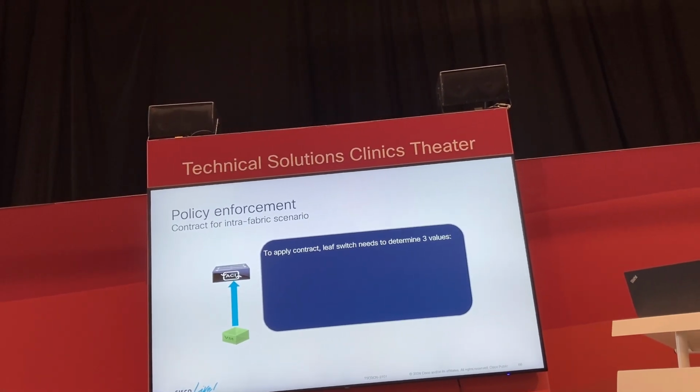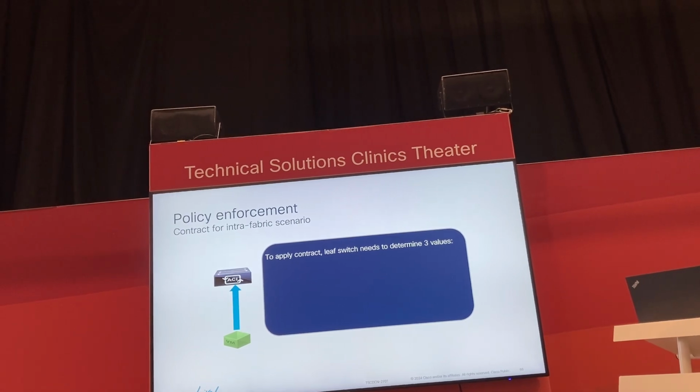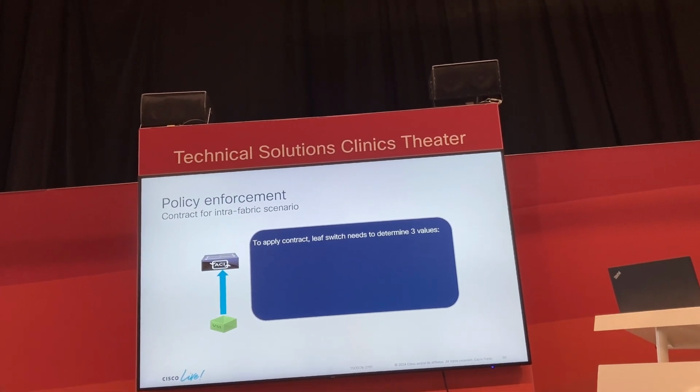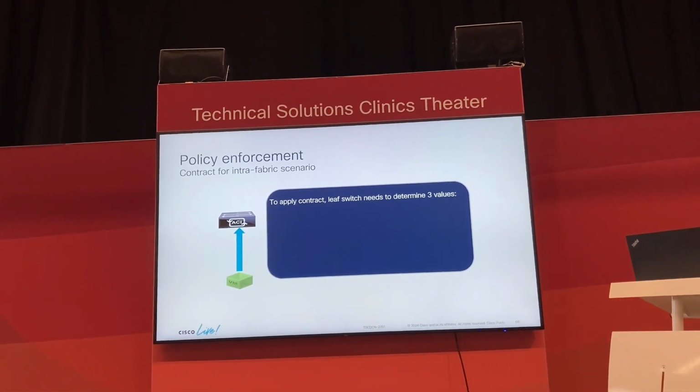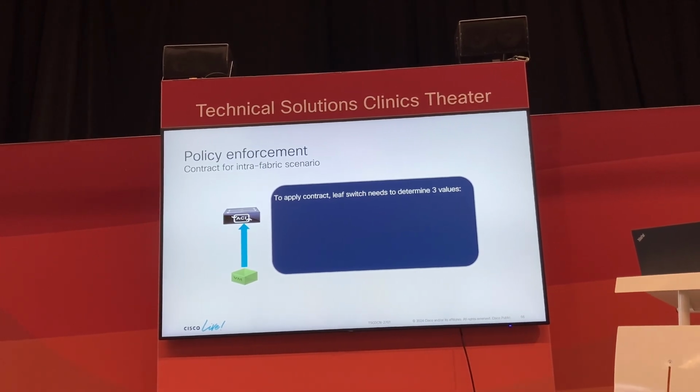Okay, so we know when to apply a contract. Now the question is how to apply a contract. What do we need to actually apply a contract from a leaf switch perspective? To apply a contract, we need three values.